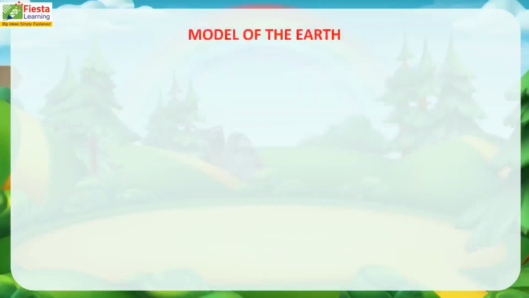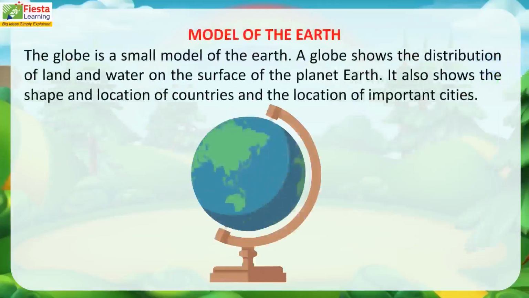Model of the Earth. The globe is a small model of the Earth. A globe shows the distribution of land and water on the surface of the planet Earth. It also shows the shape and location of countries and the location of important cities.